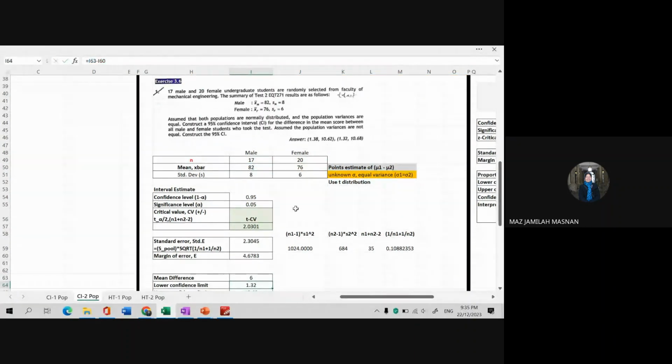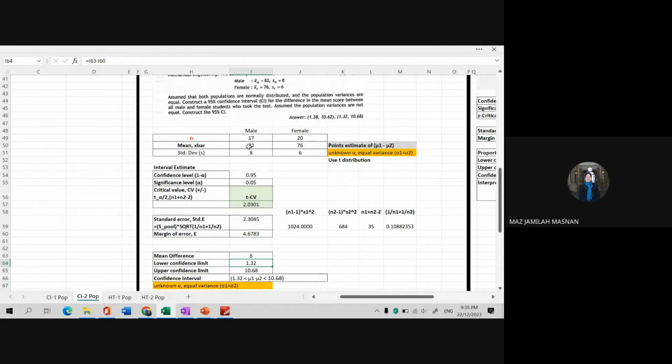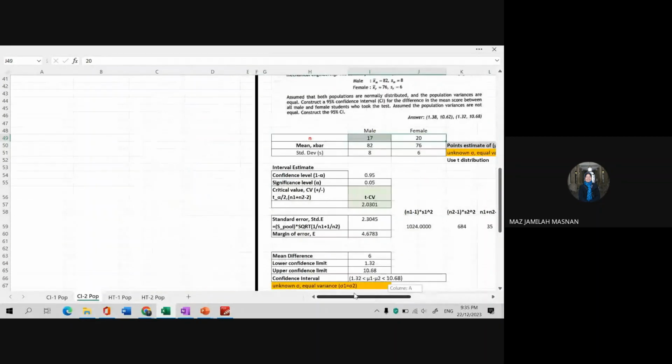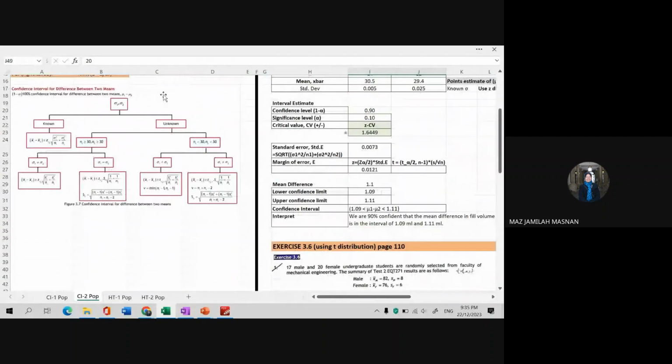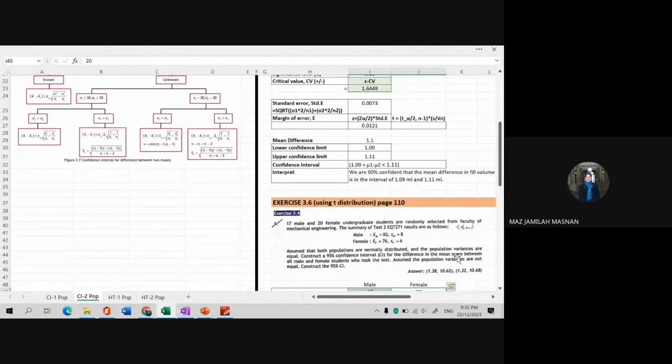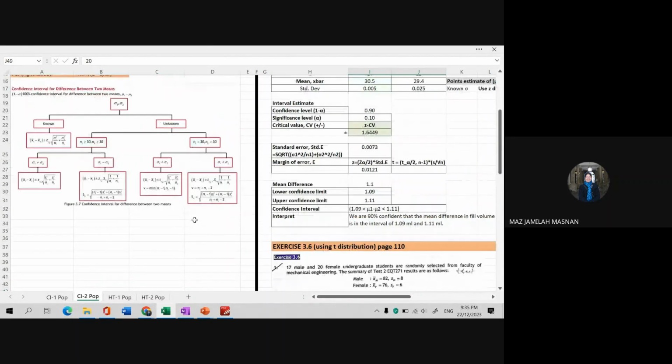Now, first is finding the critical value. Since the n is less than 30, these two values are less than 30, it means that you are going to use your T distribution. Referring to this particular formula, unknown sigma 1 and sigma 2, and n less than 30, for the first question, assuming population variances are equal. So equal is over here. As I mentioned, this should be sigma 1 equal to sigma 2. There is a typo here. So we are using this particular formula. Let us continue.